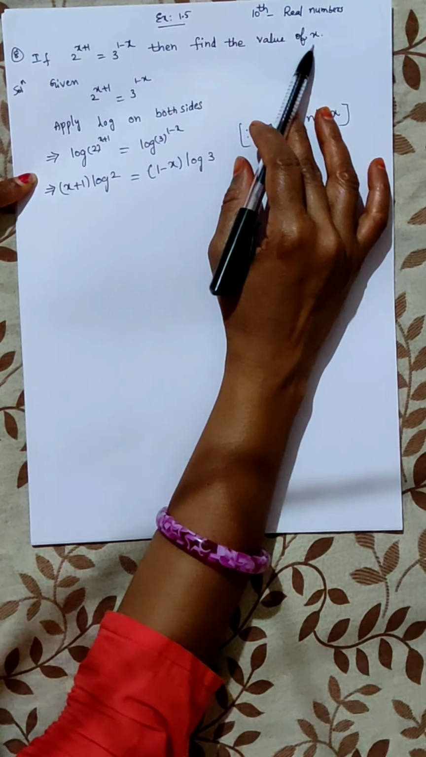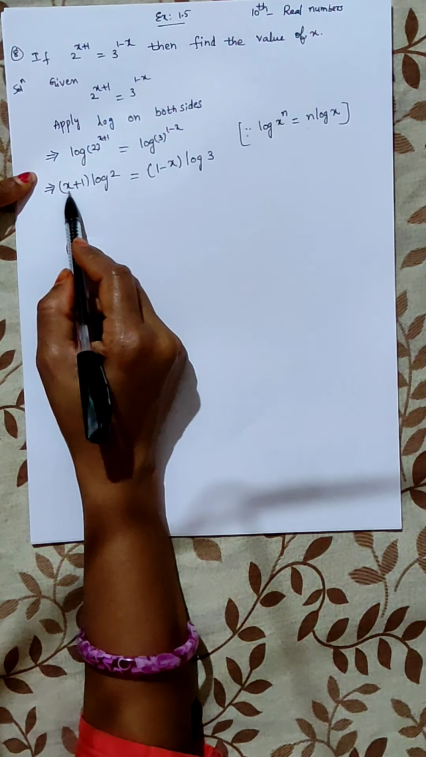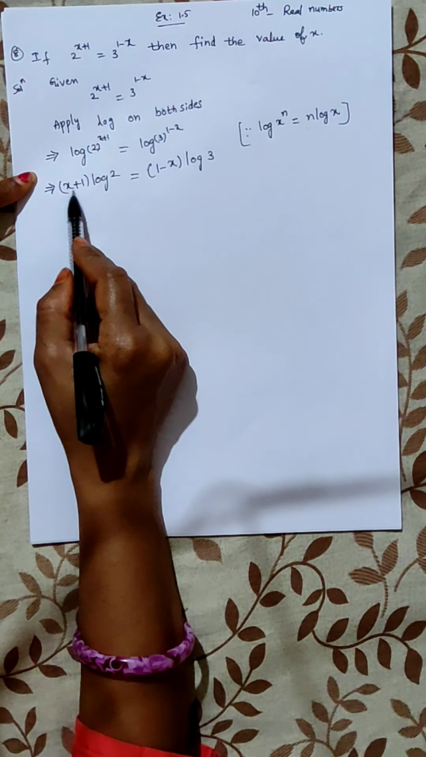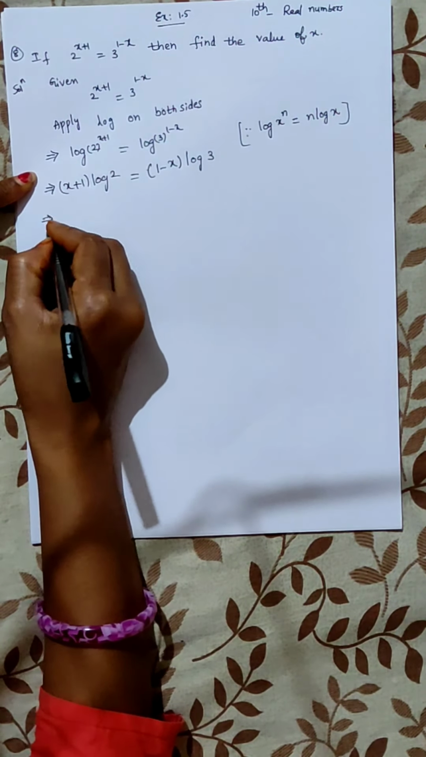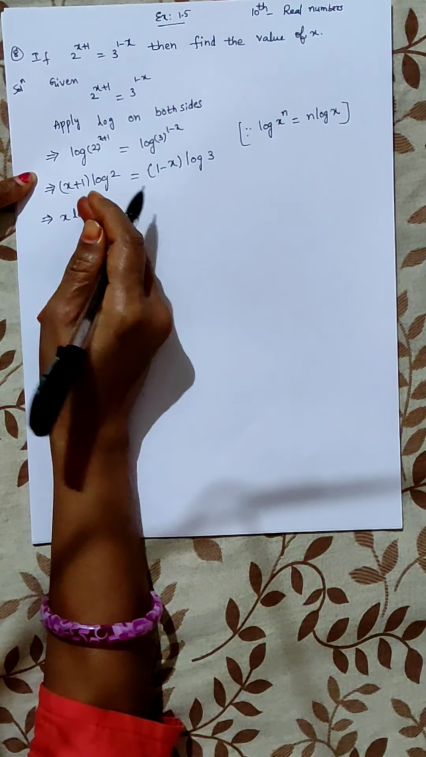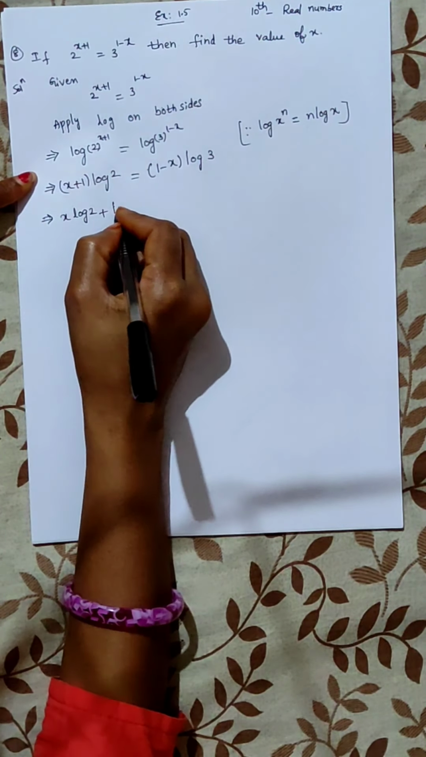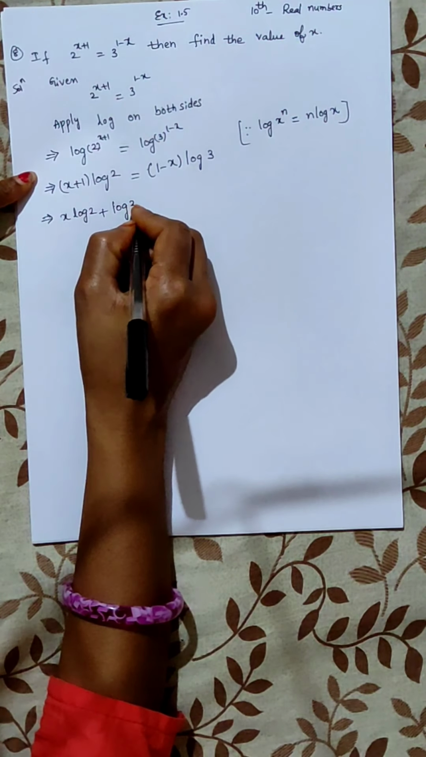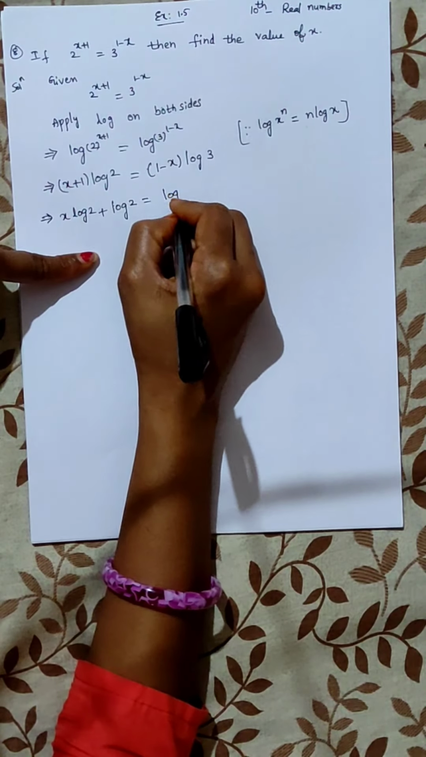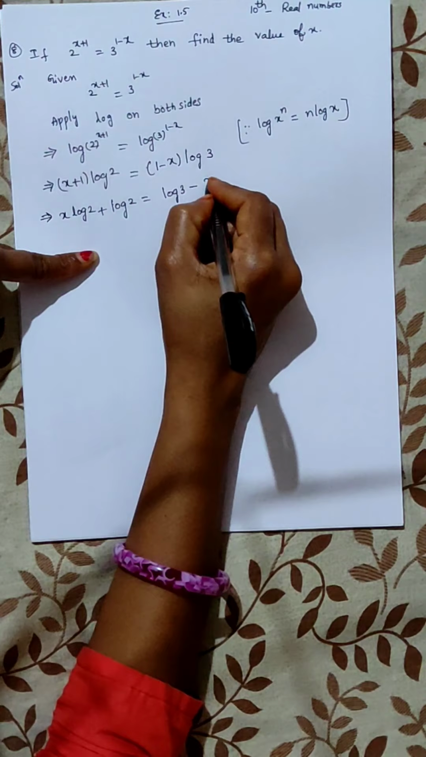Here we have to find the value of x, that's why we have to separate the x. Means we should multiply this x plus 1 with log 2. So x into log 2 means x log 2. Here bracket means into only. Plus 1 into log 2 means log 2 only; 1 into something is something only. Next 1 into log 3 is log 3, and for minus, minus x into log 3 is minus x log 3.